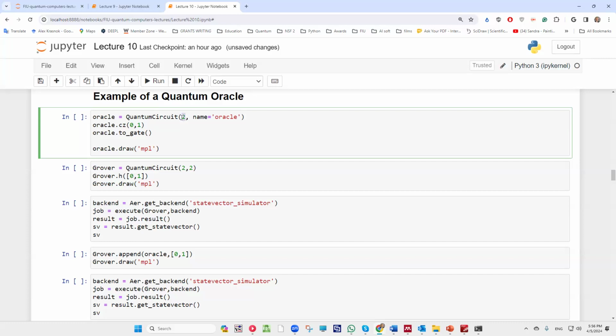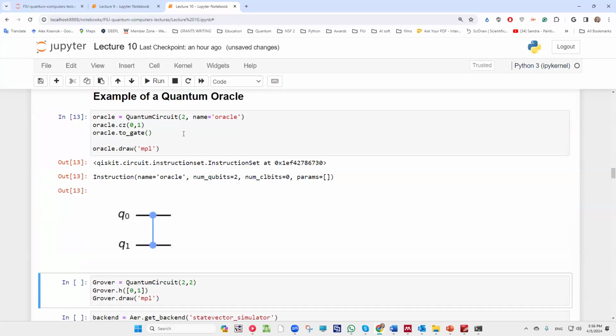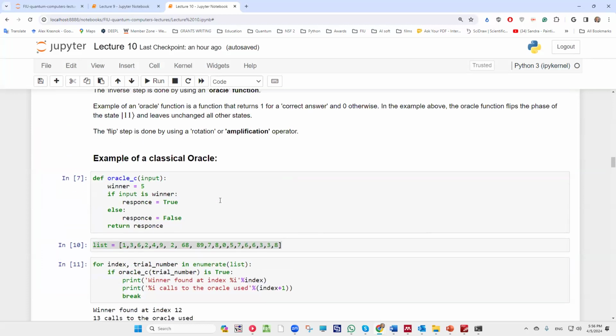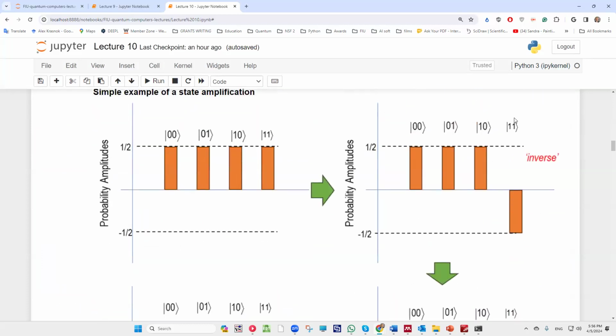This simplest circuit is going to be a 2-qubit system. I give it the name oracle, and let us show the result. This is the result. As you will see, this oracle, which is nothing but the control Z gate, is exactly the oracle we need to flip the sign of the phase of this element 1, 1.